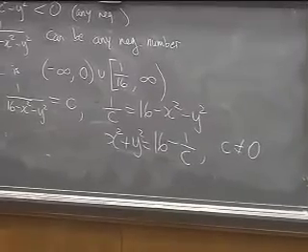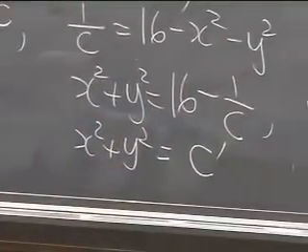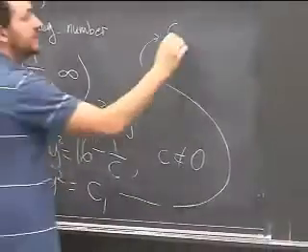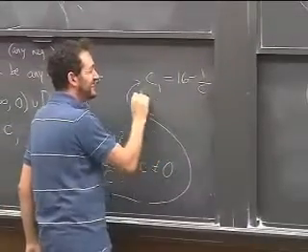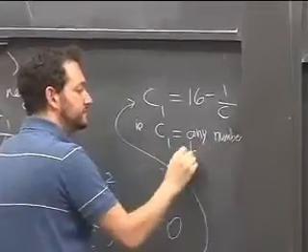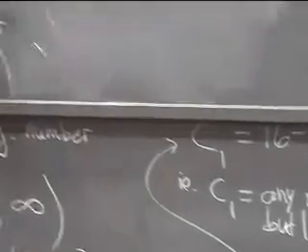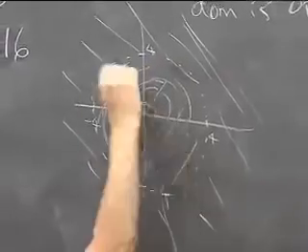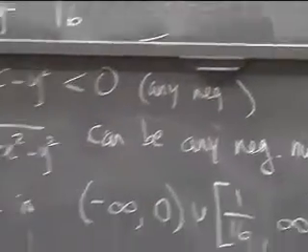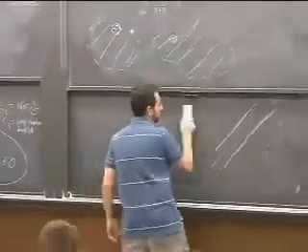If c is constant, then you get x squared plus y squared is some other constant. So I'm going to just call this c prime, where c prime is just some other number. Maybe I'll call it c1. Not a derivative, it's a c1. c1 equals 16 minus 1 over c, i.e. c1 equals any number but 16. So the level sets are just circles over here, except for the one that's not allowed, which is not a level set, because it's not in the domain. So describe the level sets: circles centered at the origin, except for the one of radius 4.